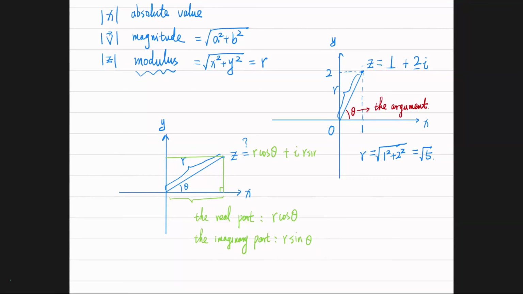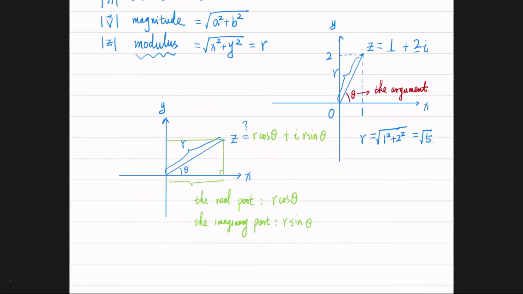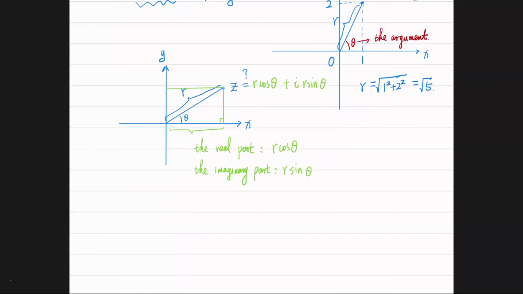Why would r cosine theta get you x? Because in this right triangle, this is the x coordinate. Yeah, which is the cosine is just x, right? Okay, so we call this the polar form. Let's compare the two formulas.